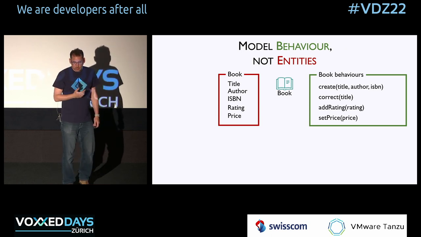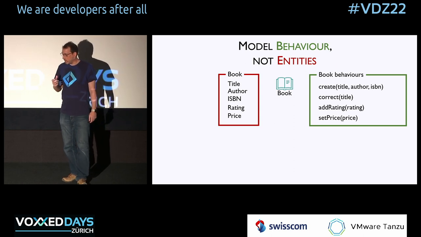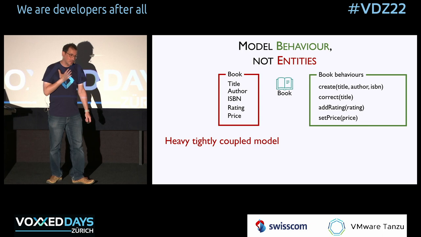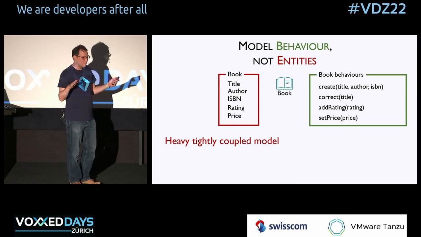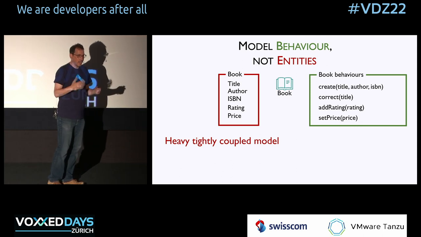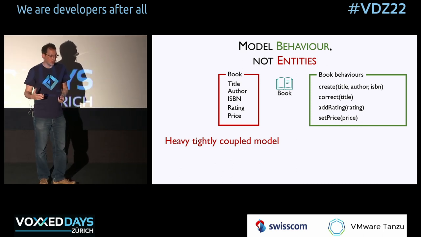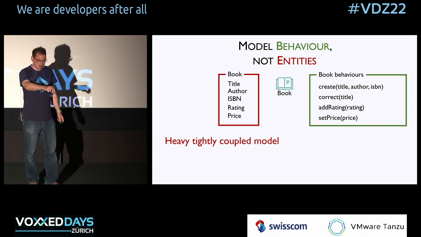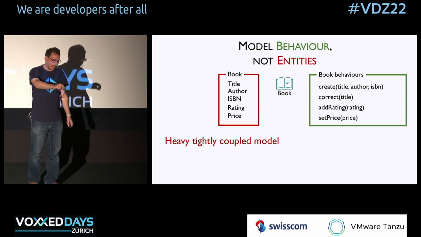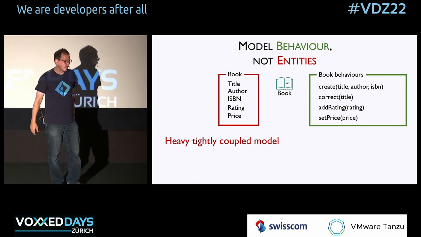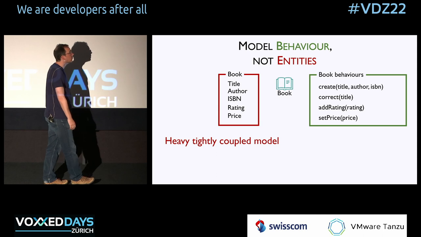And the big difference for me with these two ways of designing software is that, in the software I have seen, so that's not a global truth, thinking in entities leads to tightly coupled, very big models. These are the models where I want to get one data record and I have to read the whole database because everything is in there in this book class.